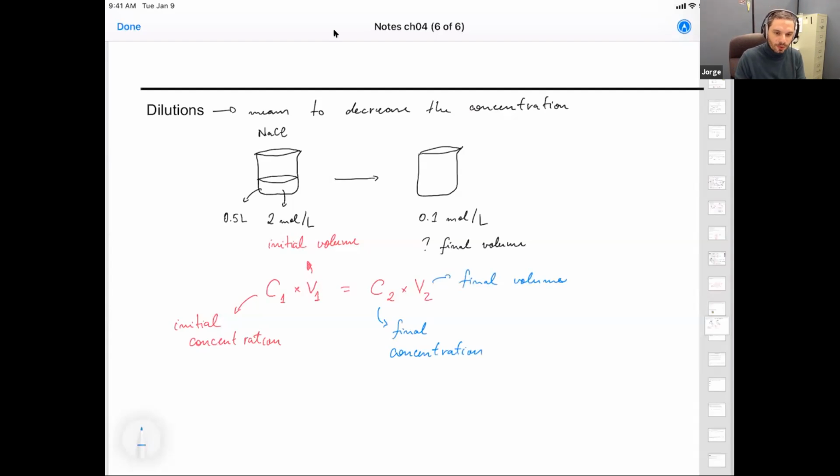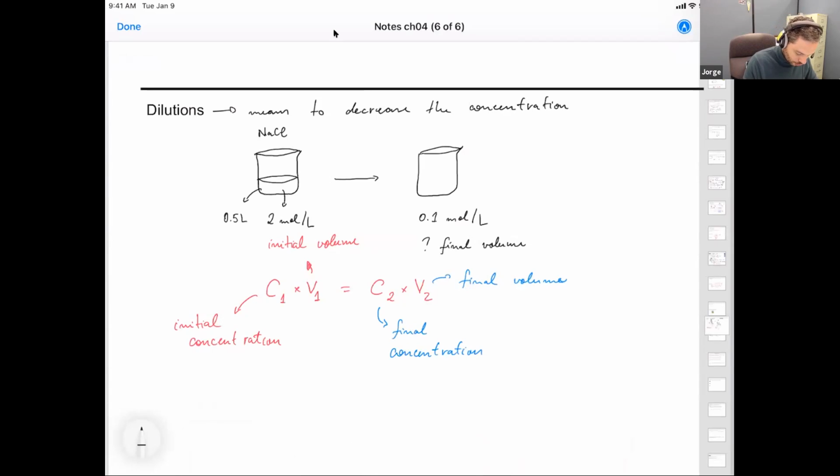Okay, so every time we dilute, we are just adding solvent. So the number of moles is still the same. So by adding volume, we decrease the concentration and therefore we dilute. In a dilution process, the product initial concentration by initial volume has to be equal to the product between final concentration and final volume. So let's go back to our problem here.